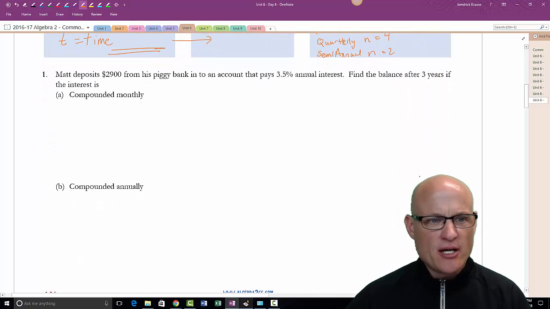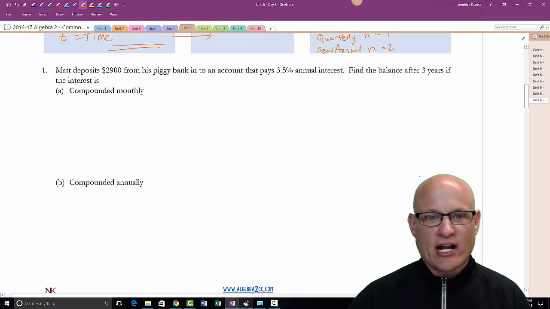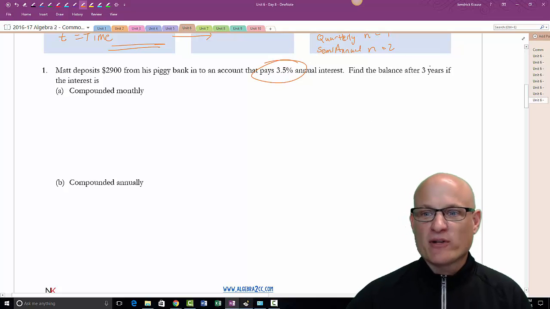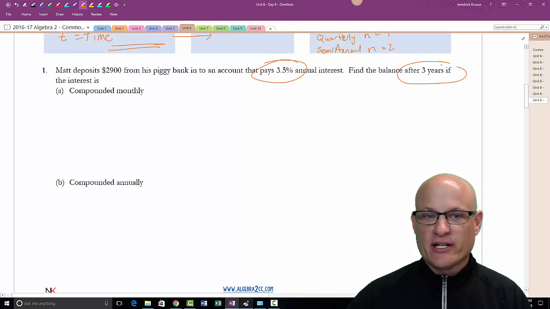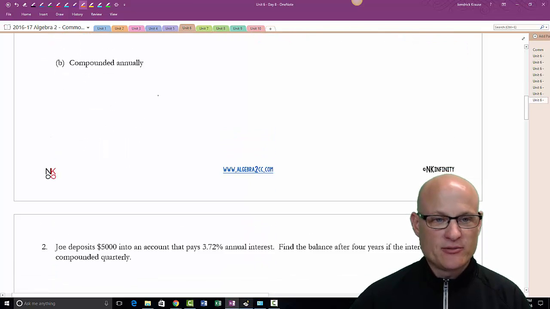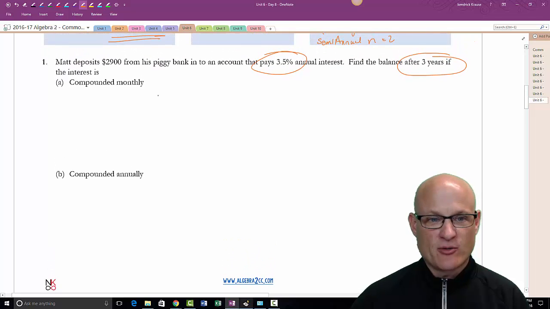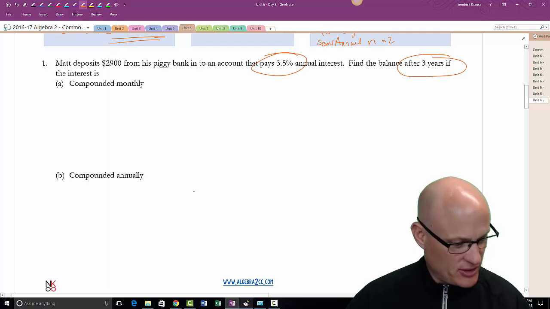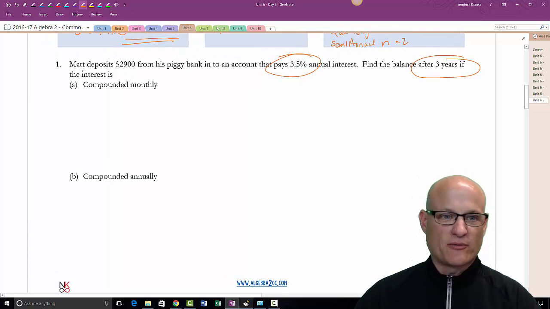So let's just talk. Matt deposits $2,900 from his piggy bank. What? At 3.5% interest, by the way, which is unheard of. And what's his balance after 3 years if it's compounded monthly and annually? We're going to do it a little bit different. Let's do annual. I would do annually first. It's a little bit easier, but we'll tackle the hard one first.